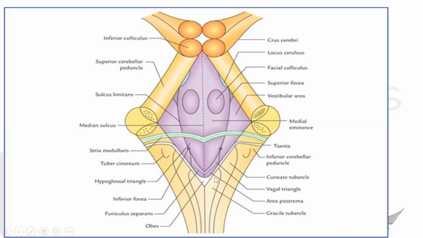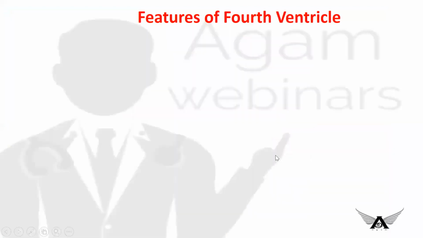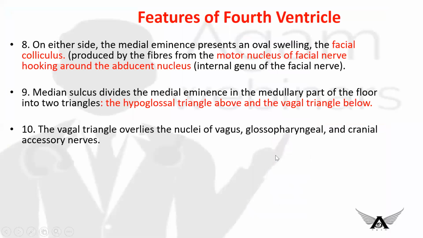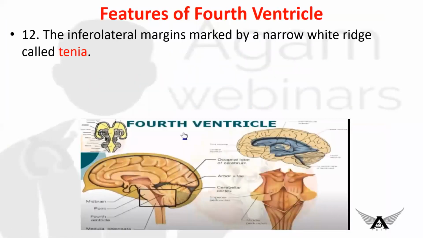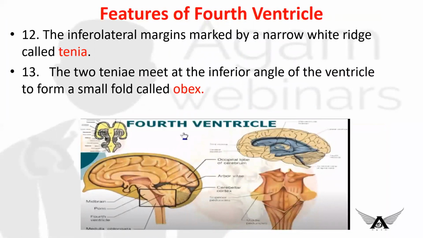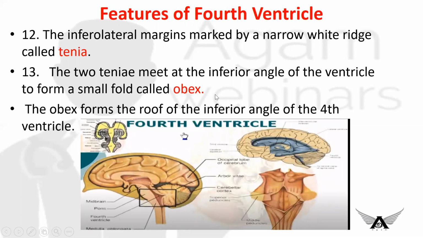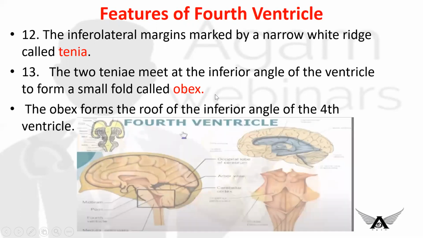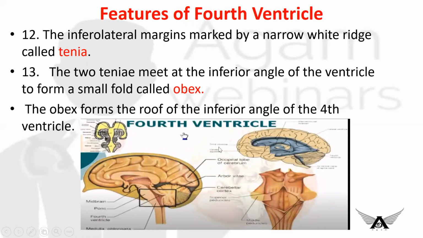This is the gracile tubercle. This is the cuneate tubercle. This is the infralateral margin. So this is the most important part of this class: the features of the fourth ventricle. Now the most infralateral area is called the obex. The obex forms the roof of the inferior angle of the fourth ventricle. We already discussed that. So this is the fourth ventricle.